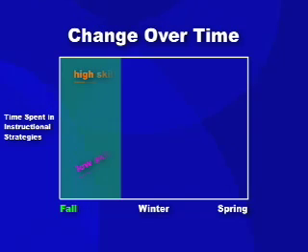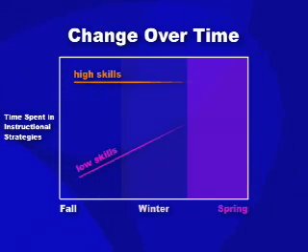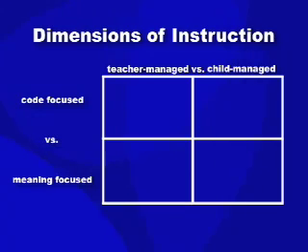Change over time captures the impact of changing the amount of time spent in specific instructional strategies over the school year. These dimensions operate simultaneously so that any language arts activity falls in one of the 4 sectors. For example, children reading together in the library corner during center time would be participating in a child-managed, meaning-focused activity.